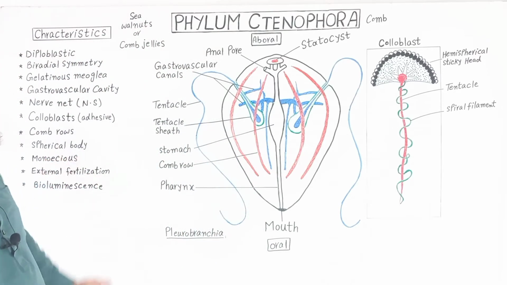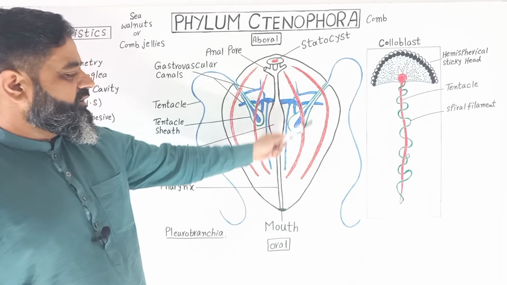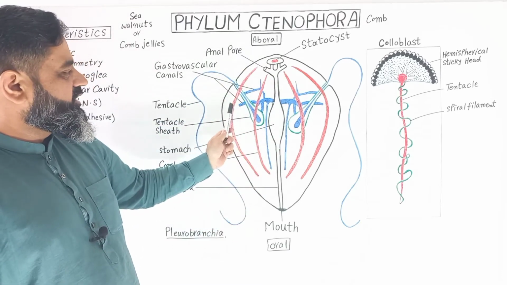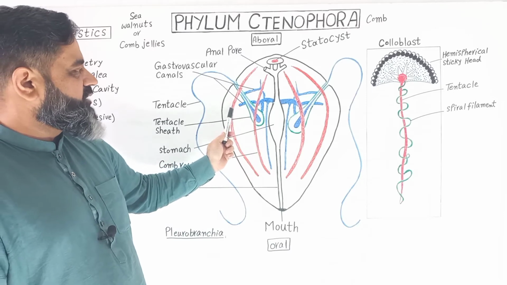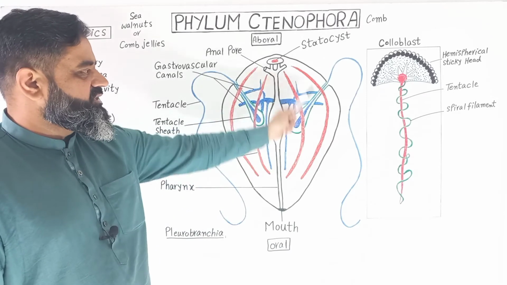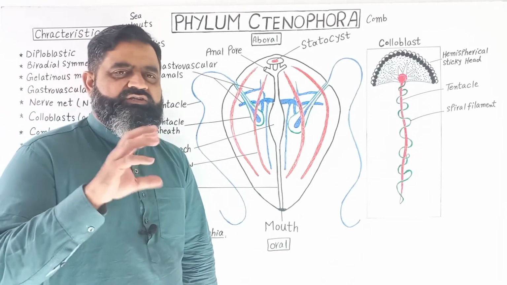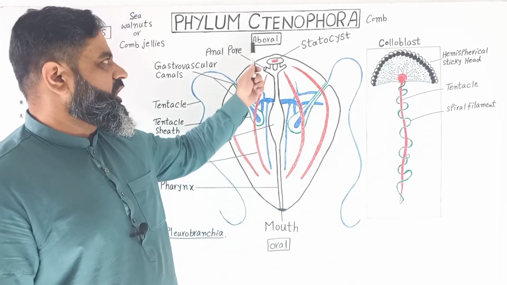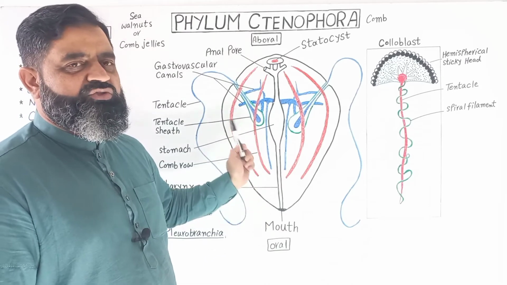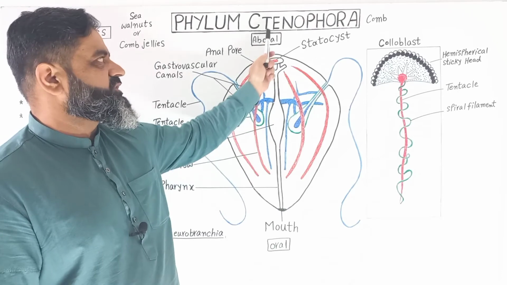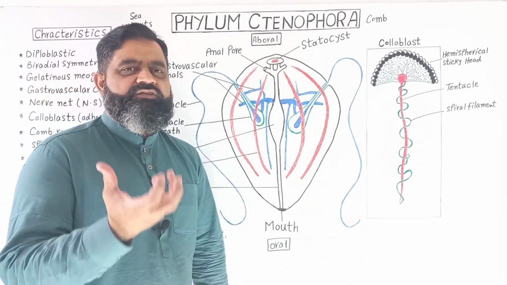These animals contain comb plates. If we look at the animal in longitudinal section, from aboral to oral surface, there are, as you can see in this diagram, red color lines. These lines are comb plates. There are a total of 8 comb rows which extend from the aboral to the oral surface of the body. Due to these comb plates, this animal is known as Ctenophora, because its shape is like a comb.